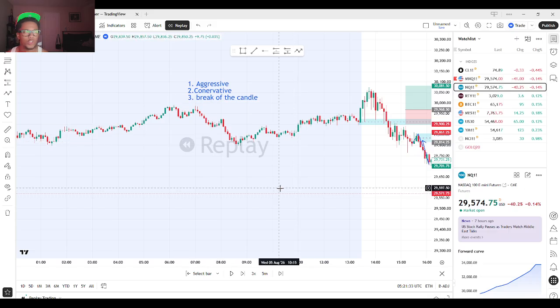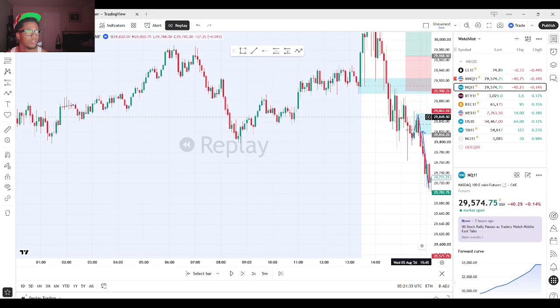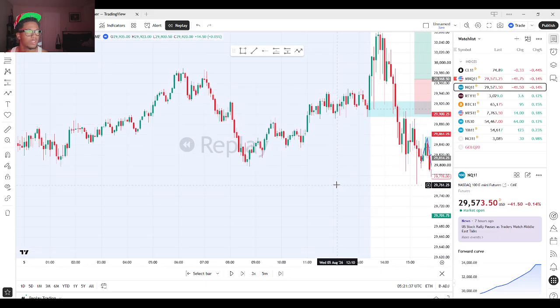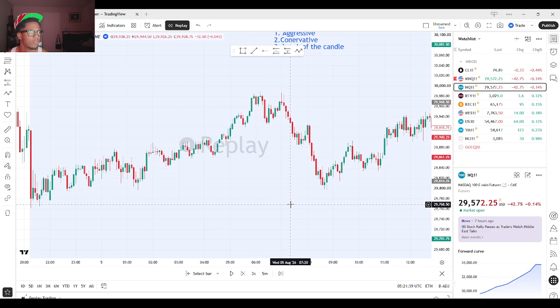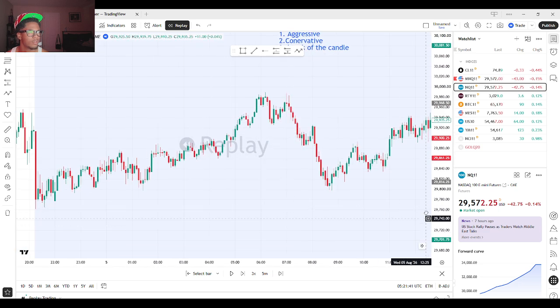The last type of entry would be break of the candle. And so let's see if I can find a live example here.